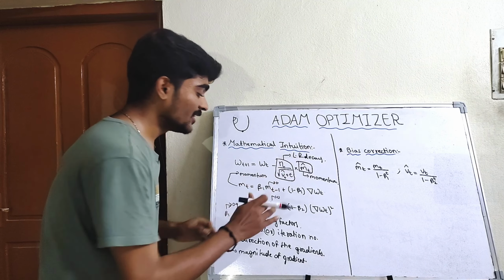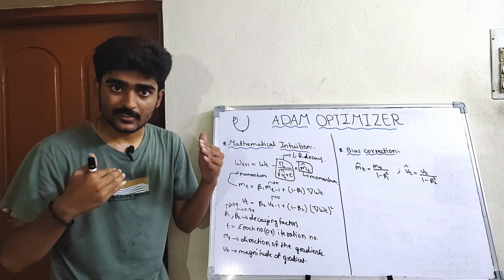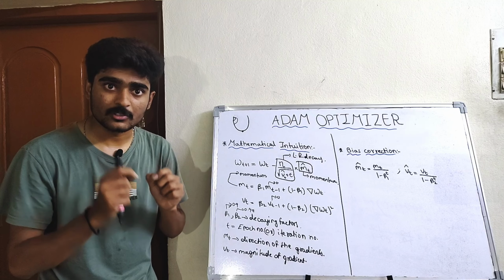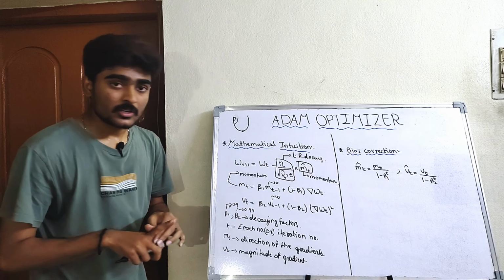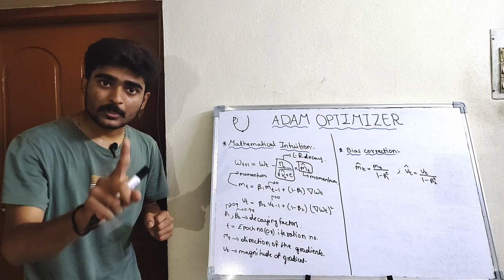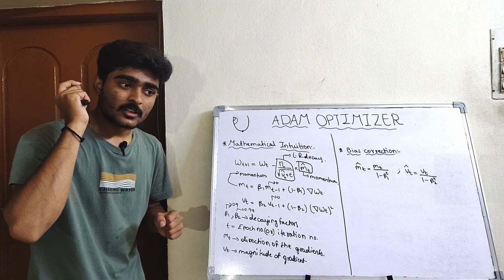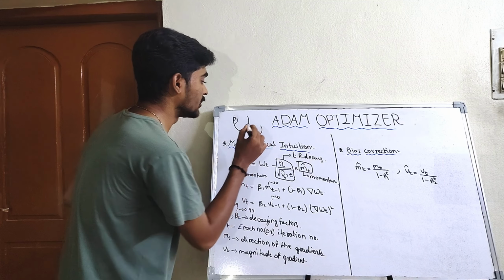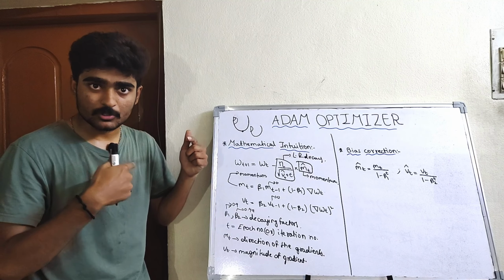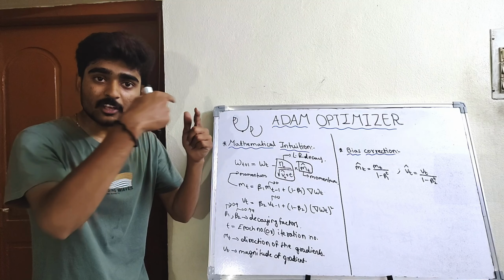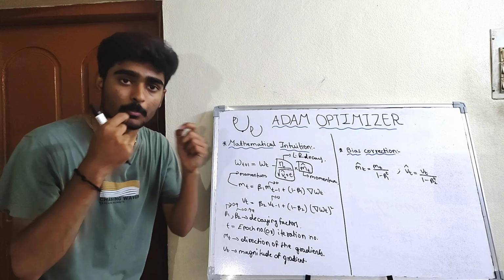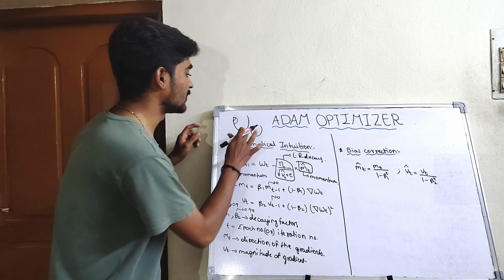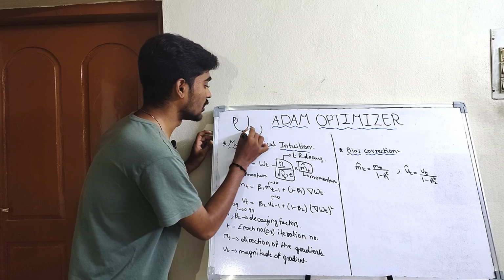Now, when these values are 0, the updates are very small. In the initial stages of training, with any optimizer we use, we expect it to take longer jumps. But when these values are 0 at the initial stages of training, this Adam optimizer takes smaller jumps.